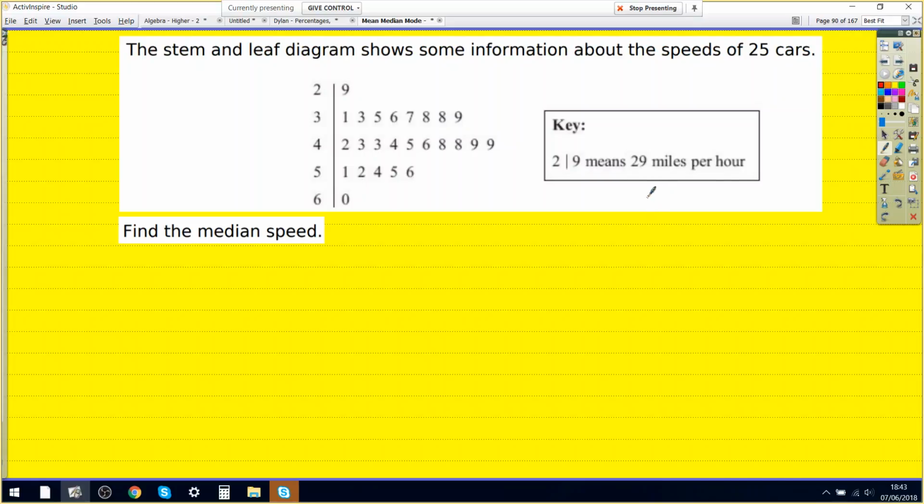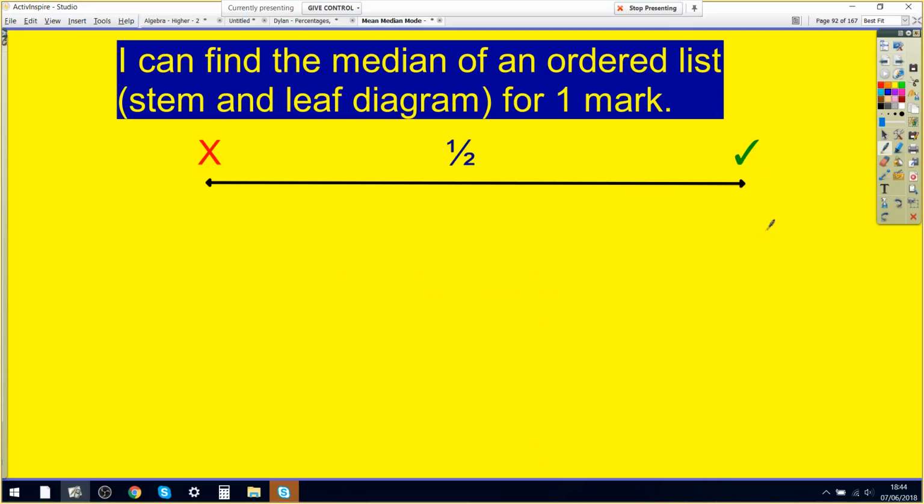How would you do this one? You just do what we did last time and you tick them off. Yeah, and so maybe to speed it up a bit, I'll take away the first 10, 1, 2, 3, 4, 10, and the last 10, 1, 2, 7, 8, 9, 10, and then just first, last, first. That'd be 44 miles per hour. Well done. Okay, I can find the median of an ordered list for 1 mark.